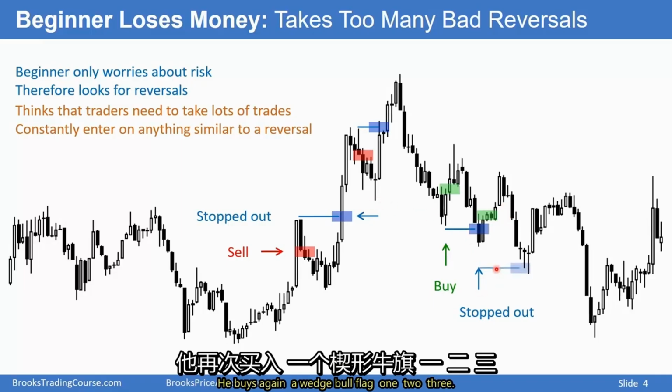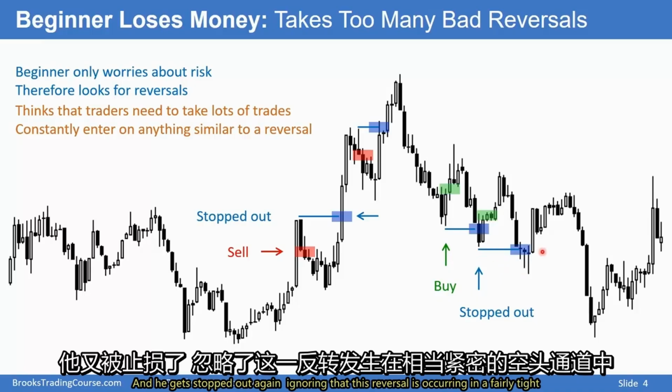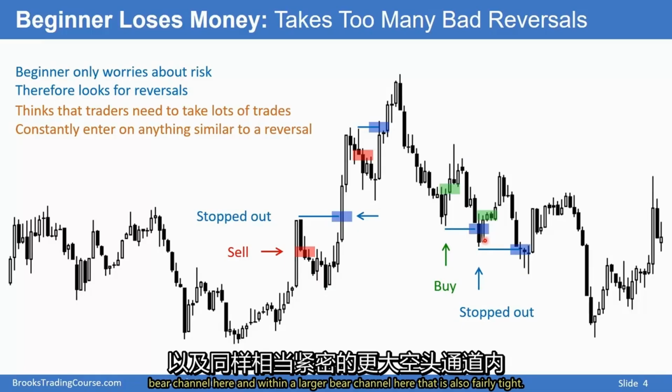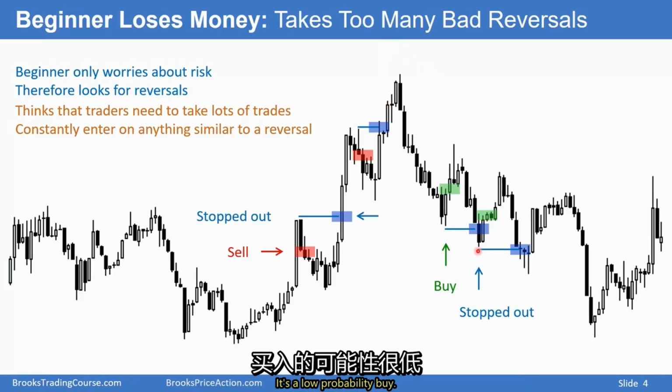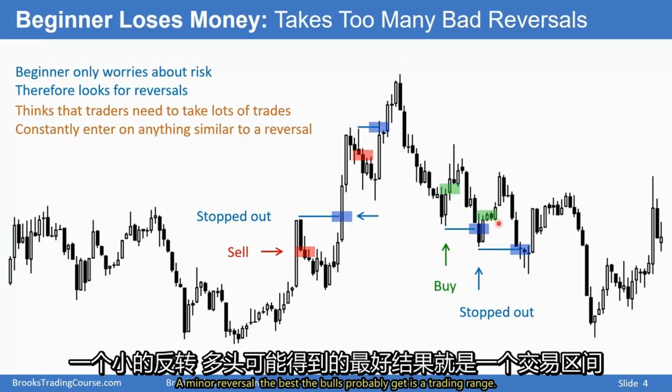And you get stopped out again, ignoring that this reversal is occurring in a fairly tight bear channel here and within a larger bear channel here that is also fairly tight. It's a low probability buy. Minor reversal, the best the bulls probably get is a trading range.